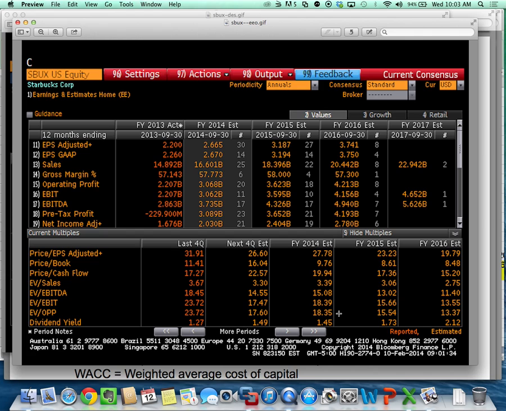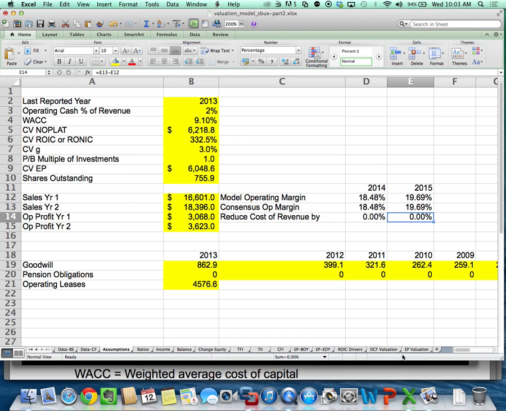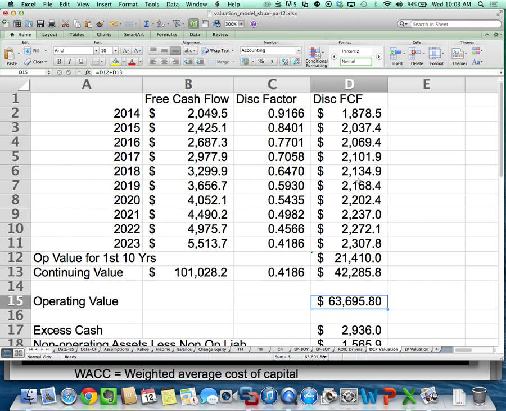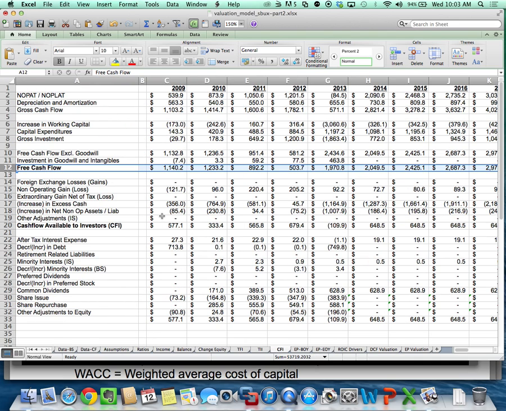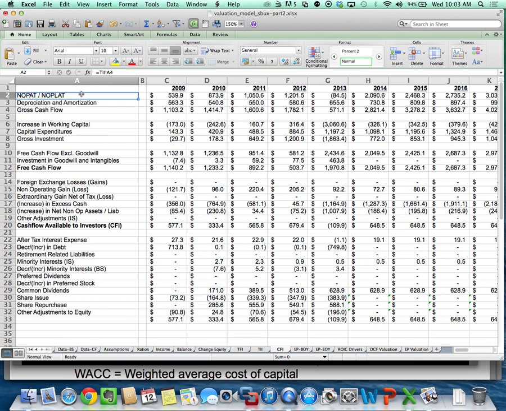Now, if you think about it, what our valuation is most sensitive to is free cash flow. It's the operating value of the firm. Because that's really most of the value, most of the enterprise value of the company. And what drives free cash flow is gross cash flow minus gross investment. It's my CFI. What drives gross cash flow is NOPLAT. What drives gross investment? We've tied the balance sheet to revenue. So as the revenue grows, the balance sheet grows, the gross investment grows.